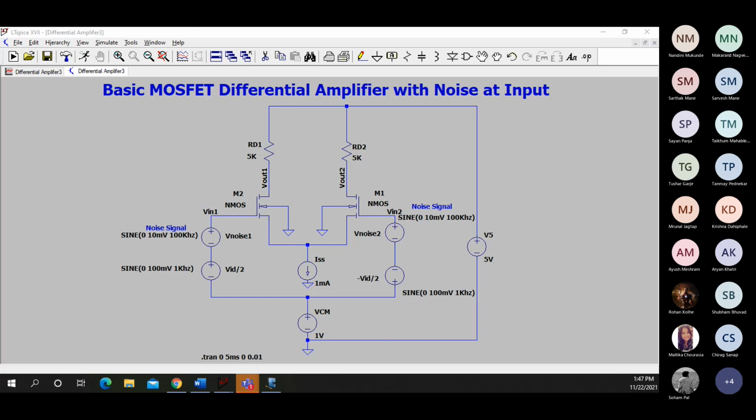Tanvi, are you getting the output now? Yes, sir. I'm getting V in 1 correctly. Okay, good.